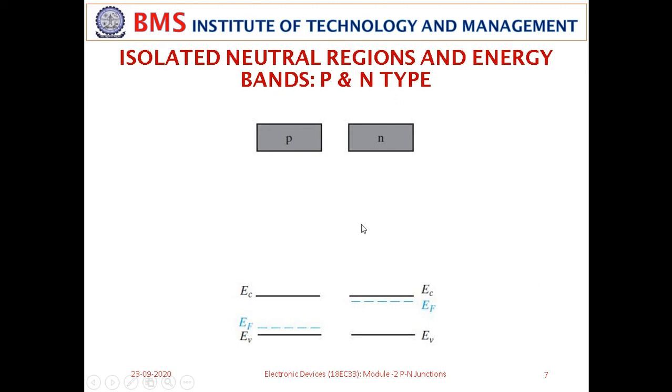What do we mean by Fermi level? Look here: the Fermi level for p type is close to the valence band, and the Fermi level for the n side is close to the conduction band.